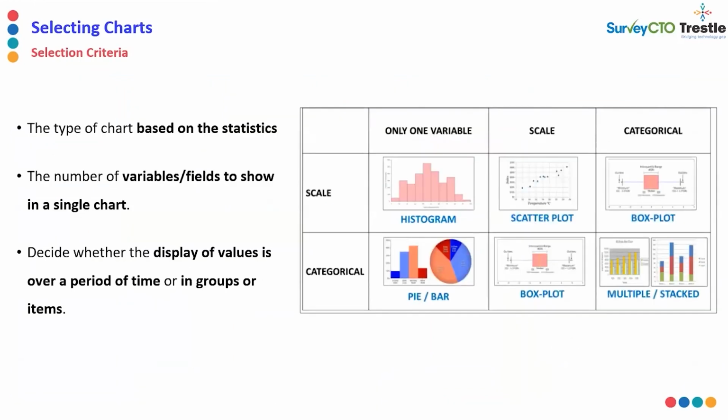Now, the question is which chart to select, right? So first of all, we need to understand the statistics behind selecting a chart. The statistics says that if you have only one variable and it's scale data, then you have to go with a histogram. If it's categorical, you can go with a pie chart or a bar chart. And if you are working with more than one variable, then you can select accordingly a scatter chart or box plot or multiple stack charts. You can also decide the number of variables or fields to show in a single chart when you are selecting a particular chart.